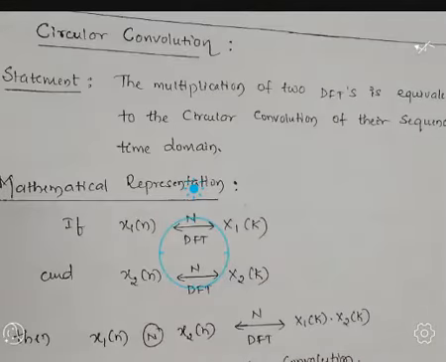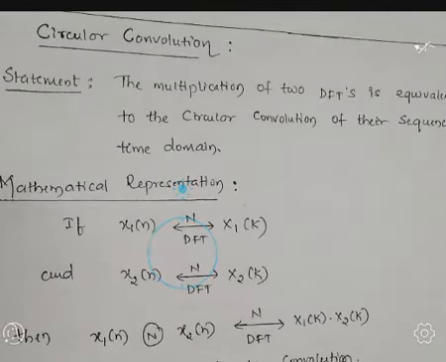Circular convolution. The statement of this property is that the multiplication of two DFTs is equivalent to circular convolution of their sequences in the time domain. Very simple. If you want to calculate circular convolution between two time domain sequences, say x1 of n and x2 of n, there are two time domain sequences.